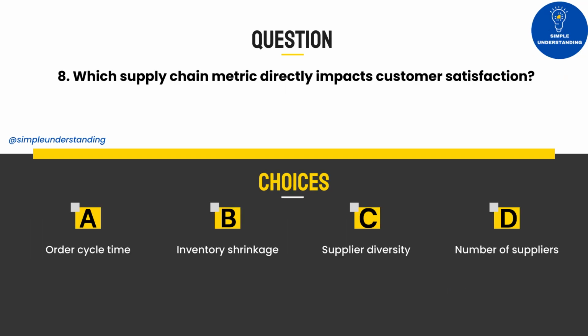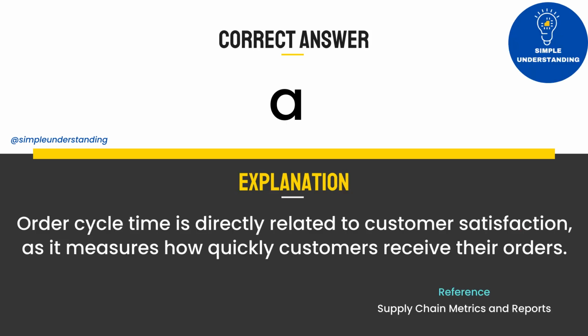8. Which supply chain metric directly impacts customer satisfaction? A. Order cycle time. B. Inventory shrinkage. C. Supplier diversity. D. Number of suppliers. Correct answer: A. Explanation: Order cycle time is directly related to customer satisfaction, as it measures how quickly customers receive their orders.